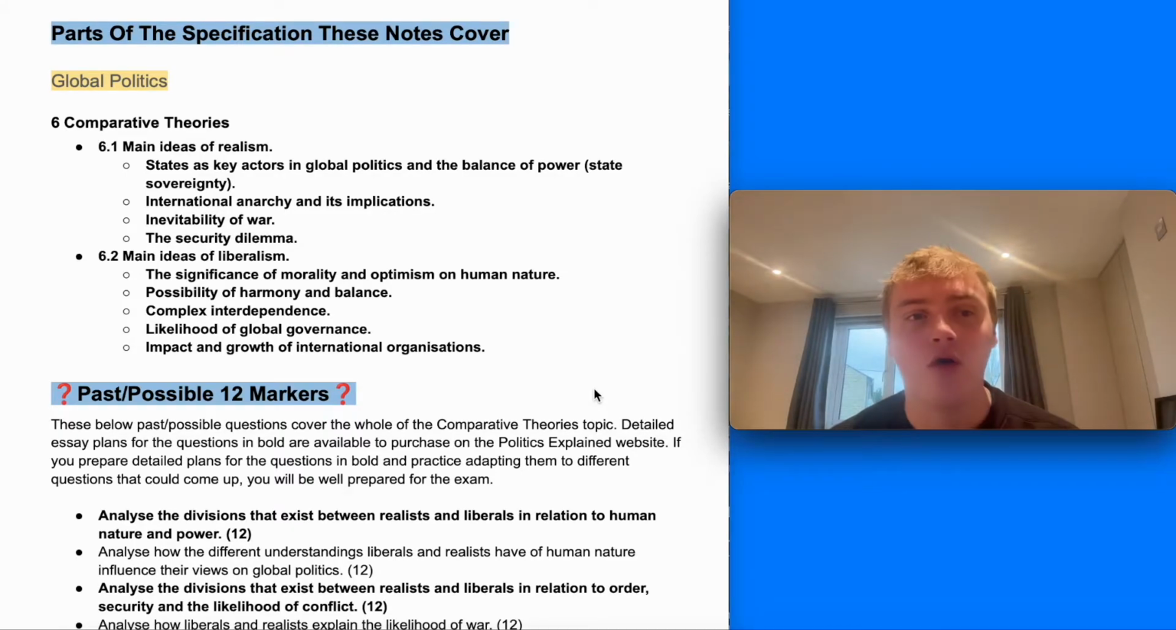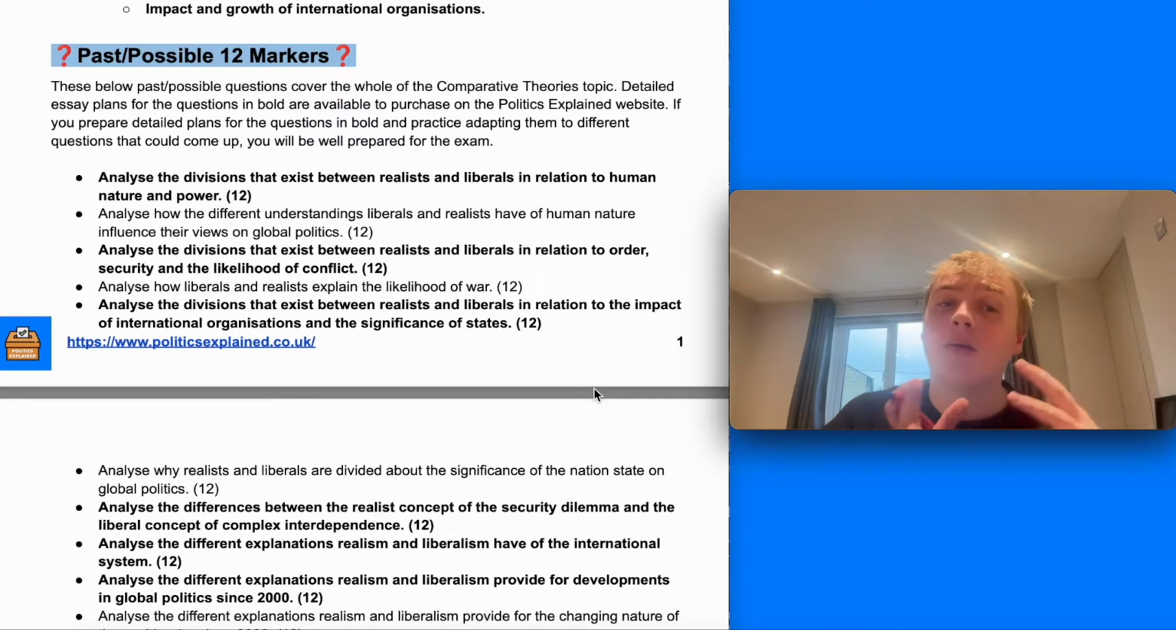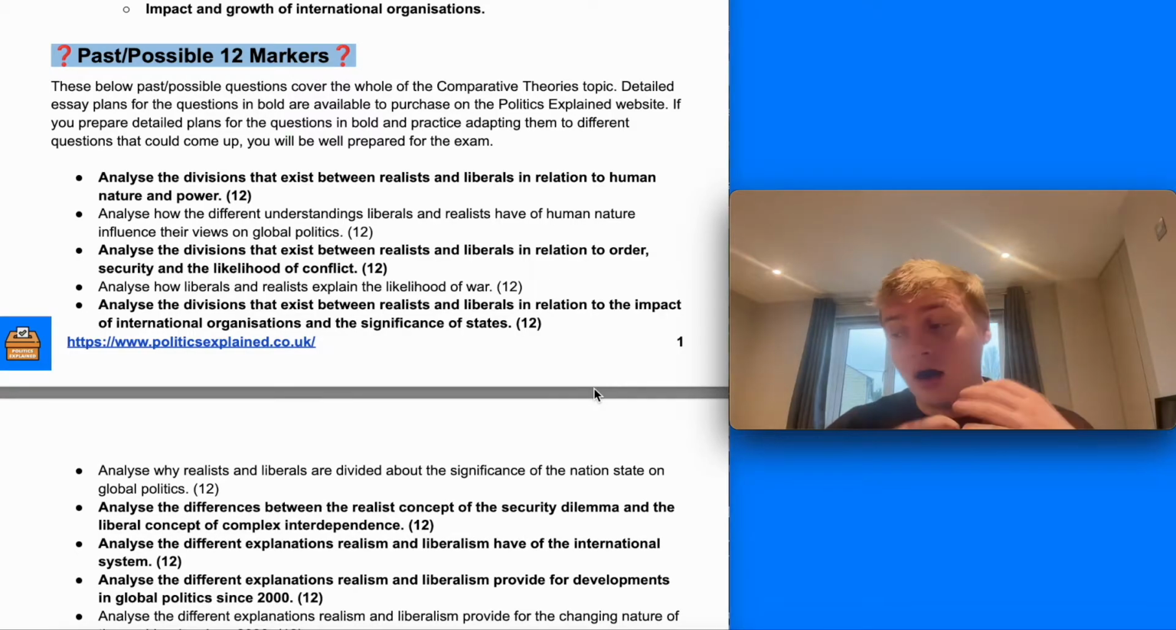You need to know their analysis of international politics and global politics, why things happen, and apply them to different concepts. These 12 markers are going to ask you effectively to compare realism and liberalism in the same way that all the 12 markers we've looked at previously, that aren't the specific 12 marker that focuses on the comparative theories, ask you to compare 2 concepts or 2 institutions or something like that.